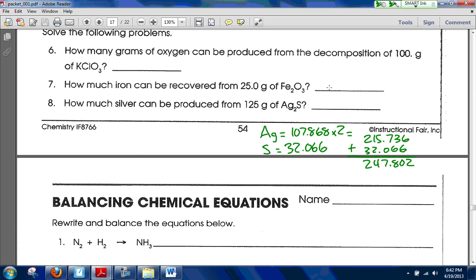is our total. So if we want just this percent of silver, it's 215.736 divided by 247.802, and we get 87.1% is silver. So we have 87.1% is silver, and all we're going to do is multiply that by the amount that we have, which is 125 grams. So 87.1% of 125 is just 0.871 times 125. We get 108.875, or let's just round it to 109 grams. So that's how many significant figures we have. And that should be that.